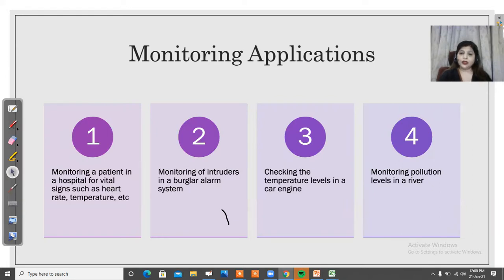Even in developed countries, monitoring pollution levels in a river is very, very important. I hope one day we are going to have such kind of sensors in our rivers also. So, moving ahead, I'll show you one video before we start so that we have a clear understanding of what we have to do today.